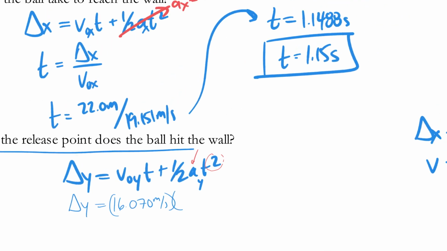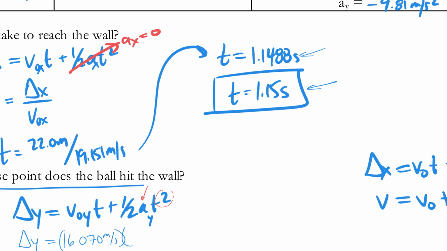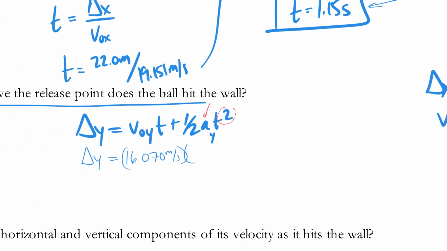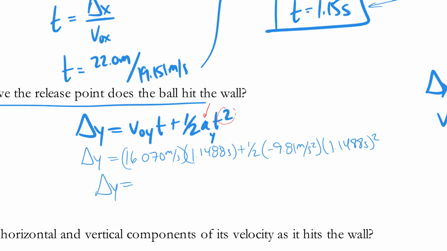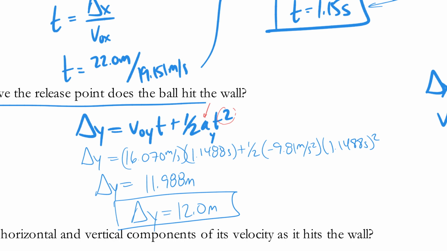Okay, remember we're going to bypass this number in favor of the full number, 1.1488 seconds, plus 1/2. Don't forget that negative sign here. And that time is going to be squared, 1.1488 seconds squared. I'm not going to be able to do that in my head very easily, so we're going to get 11.988 meters. Okay, so 3 sig figs, so delta y is 12.0 meters.